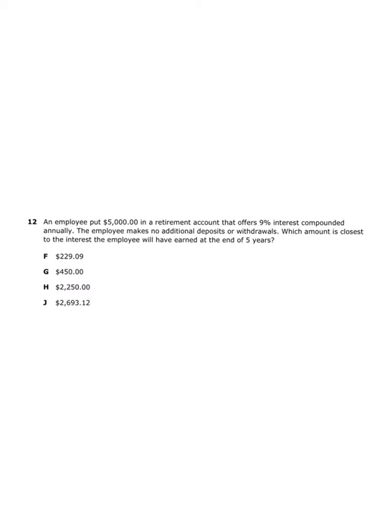Number 12. An employee put $5,000 in a retirement account that offers 9% interest compounded, so that's compound interest, annually. The employee makes no additional deposits or withdrawals. Which amount is closest to the interest, just the interest, not the total balance, the employee will have earned at the end of 5 years? You would start by writing your formula. A equals P, parentheses 1 plus r, parentheses exponent of t, and that's on your formula chart.